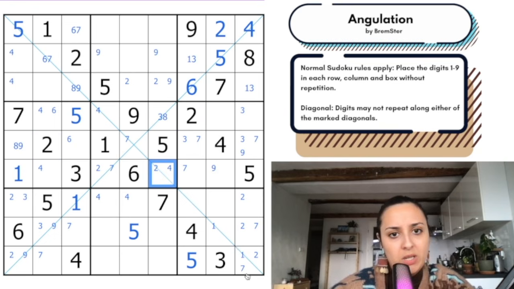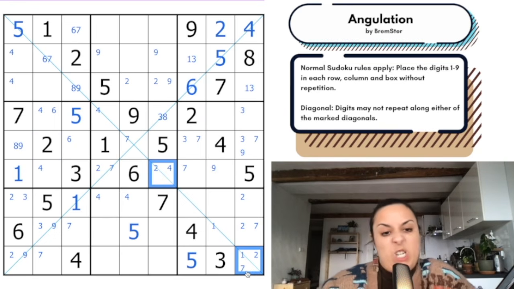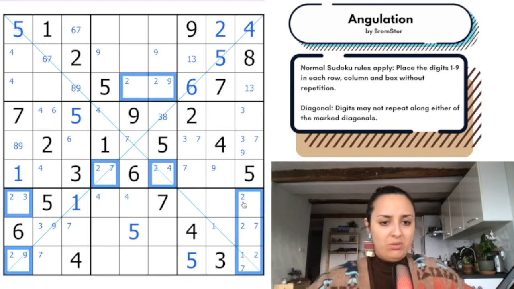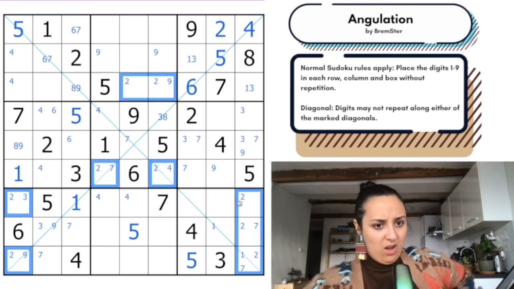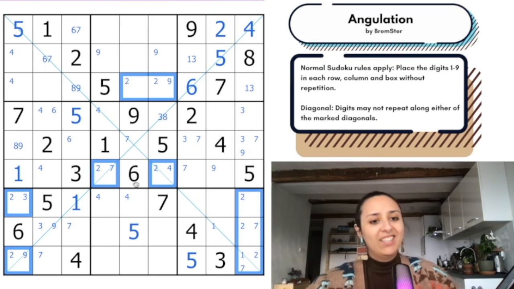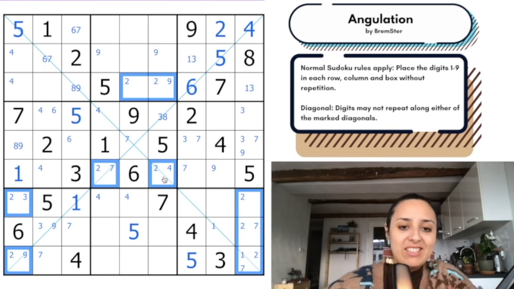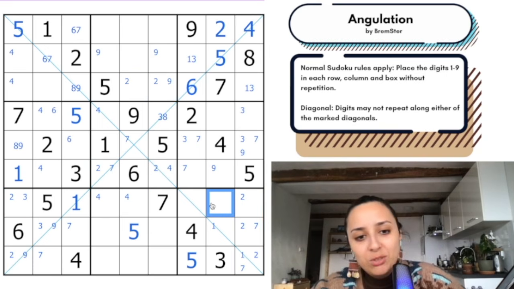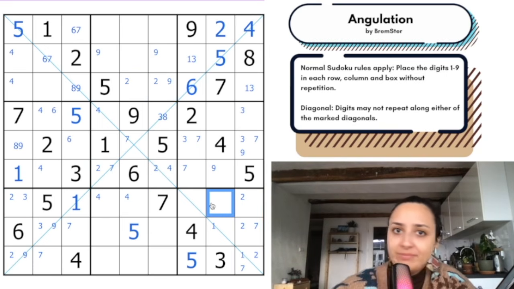No, it can still be here and here. What is happening with the 2s, actually? Oh, man, this is some tomfoolery. Look at this shenanigans. This is mean, BremSter. Look at this. The 2s can do whatever the hell they want. That is so rude. My gosh.